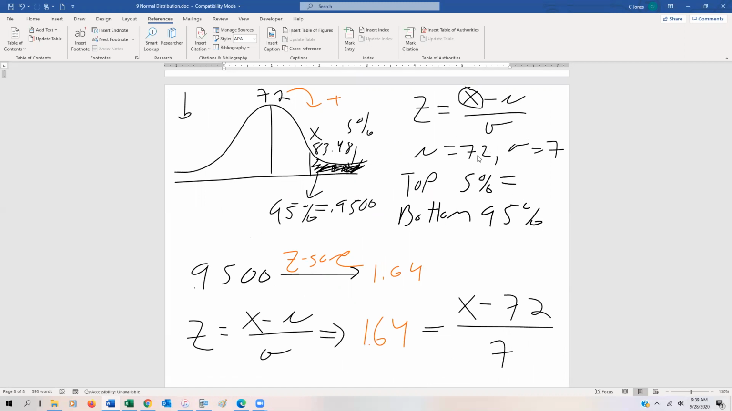So 1 deviation would be 79 by adding these two. 2 deviations by adding 14 would be 86, excuse me. So we have 79 and 86. So our answer should be between 79 and 86, which it is.